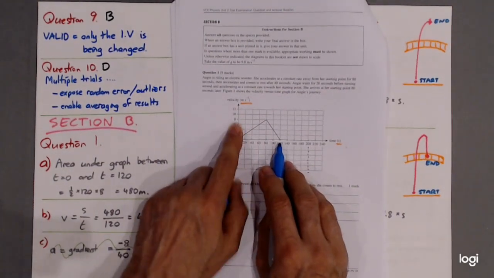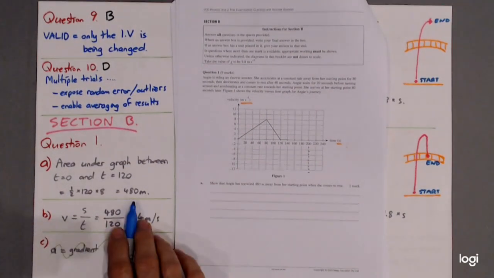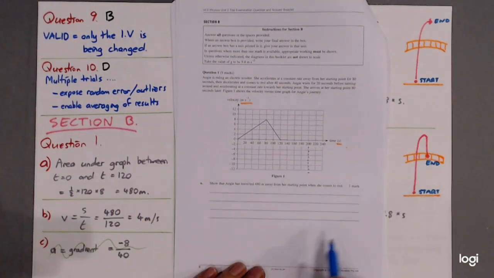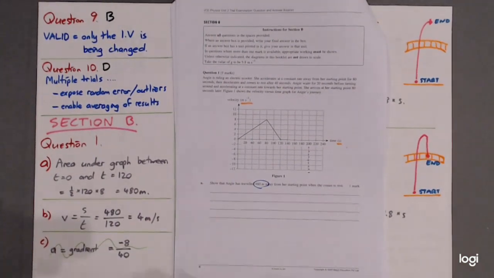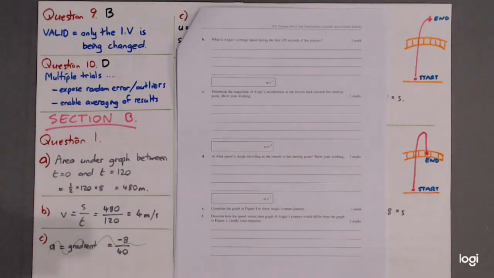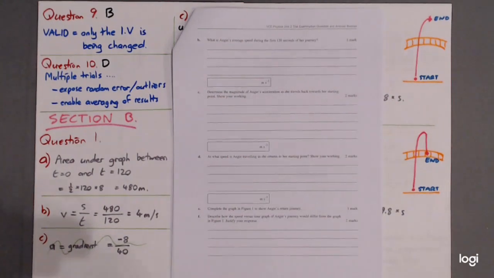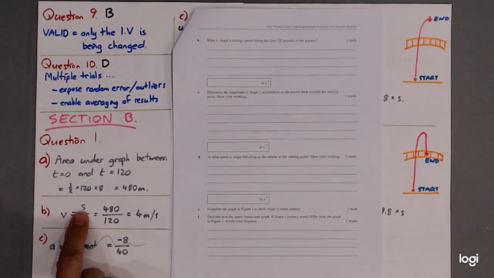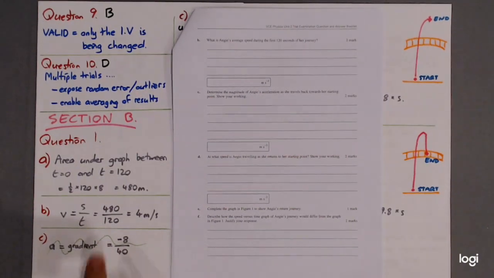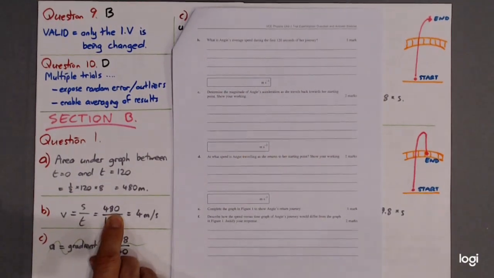Part F. Describe how the speed versus time graph of Angie's journey would differ from the graph in figure 1. Justify your response. Once again, it's easier for me to show you. I'm just going to show you the graph again. The pink line is velocity. Speed doesn't have direction, right? Direction is ignored. It's just how fast are you going, right? And so there wouldn't be positives and negatives.